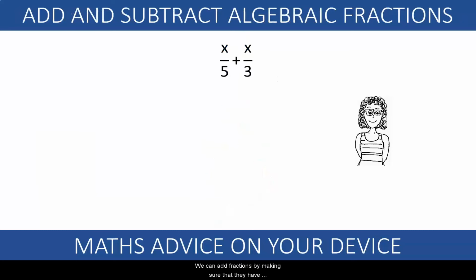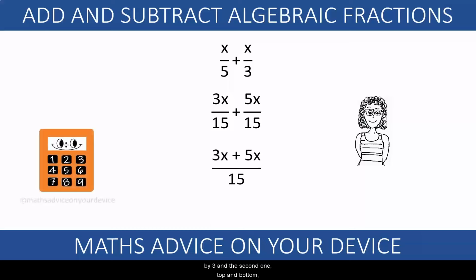We can add fractions by making sure that they have the same denominator. So what do we do? We multiply the first, top and bottom, by 3, and the second, top and bottom, by 5. 3x plus 5x makes for 8x, and we leave the denominator as it is.